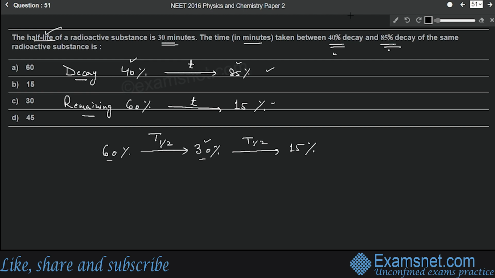So from 60% to 15% nuclei, how many half-lives are required? 2 half-lives are required. And one half-life is 30 minutes. So 2 t half will be equal to the time taken, and that is equal to 2 into 30 minutes, that is 60 minutes. So option A will be the correct answer.